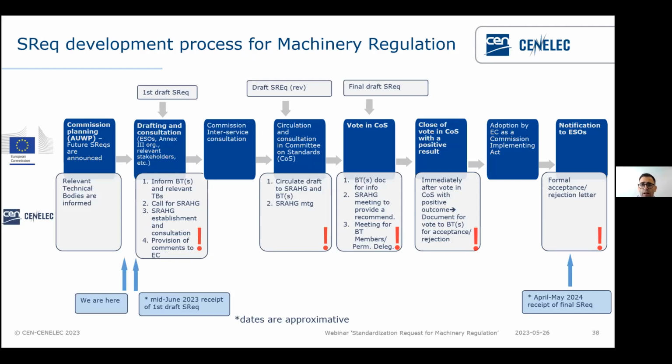And basically, if you look at the upcoming standardization request for the machinery regulation, we are in the drafting stage at this moment. So Peter is busy drafting the first draft standardization request. And then, of course, we are expecting to receive the first draft standardization request for the machinery regulation somewhere in the middle of June. And as Peter said, it is expected that the final draft standardization request will be accepted and adopted more or less in April, May 2024.